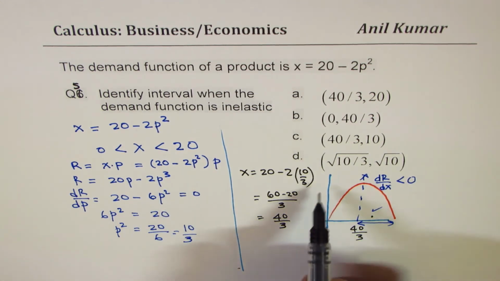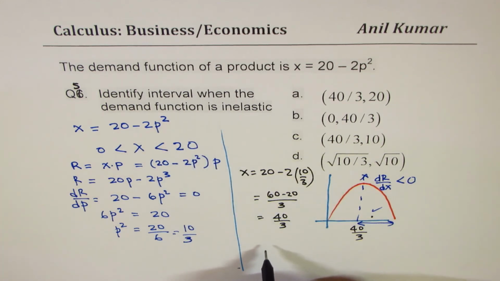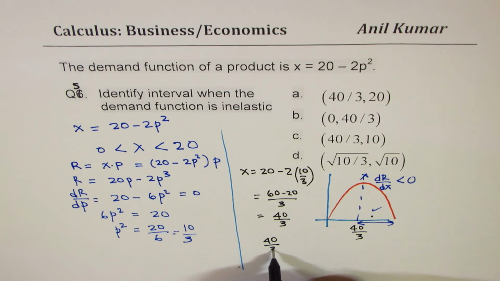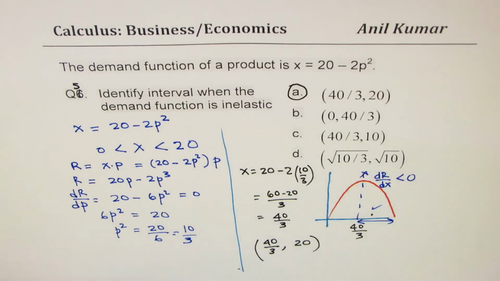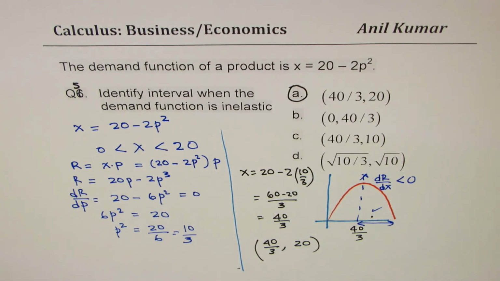So in this case, the inelastic interval will be from 40 over 3 to 20, correct? So that becomes the inelastic interval, which is interval A for us. So with this, we conclude our video on understanding price elasticity of demand.